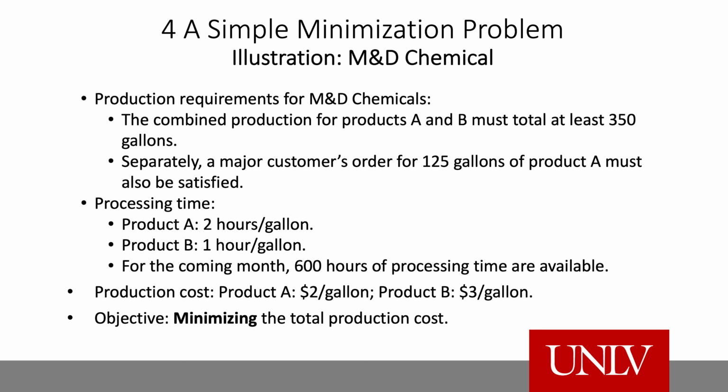So to determine the minimum cost production schedule, the M&D Chemicals problem can be formulated as a linear programming model. Following a similar approach to the Par example, the first step is to define the decision variables and establish the objective function.